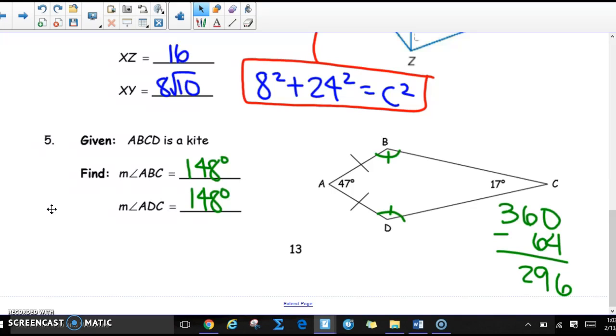Did you get this for number 5? I took all of the degrees and subtracted off the 2 I knew in the picture. That left me with 296. And since these two are congruent to each other, when I divided 296 in half, that meant each one of them were 148 degrees.